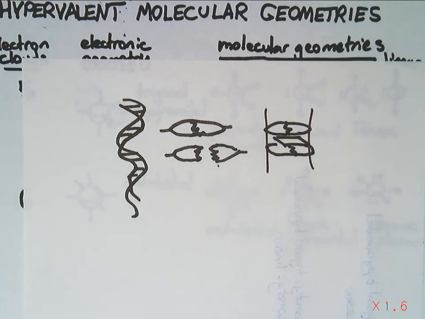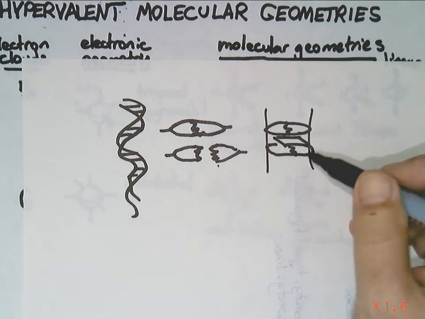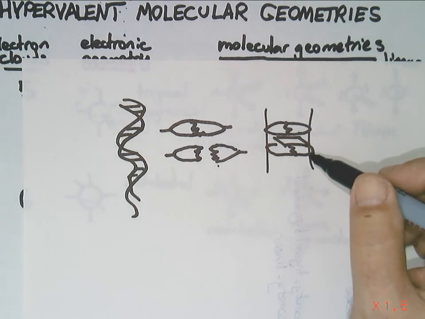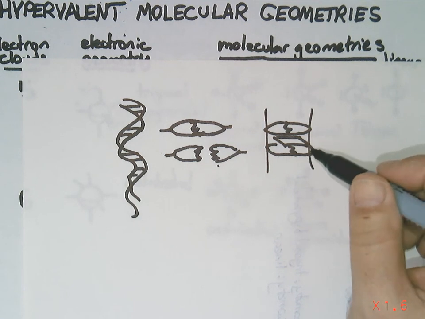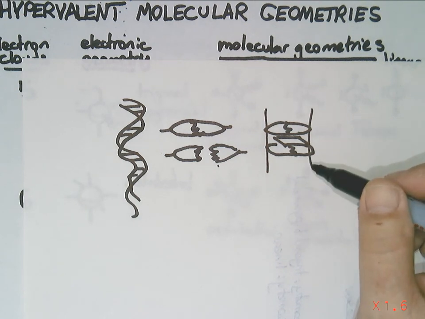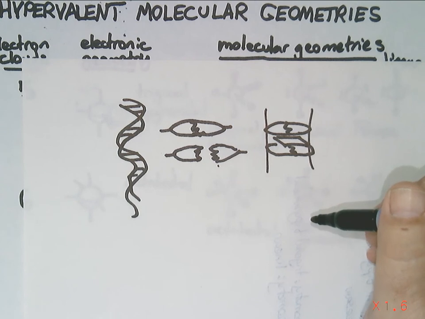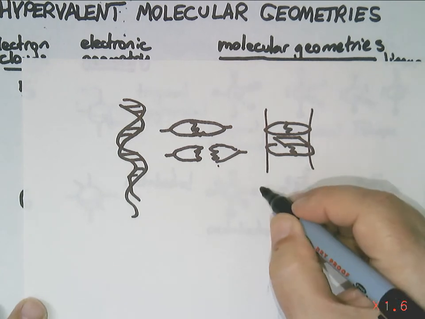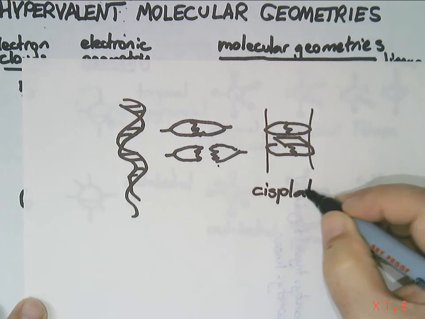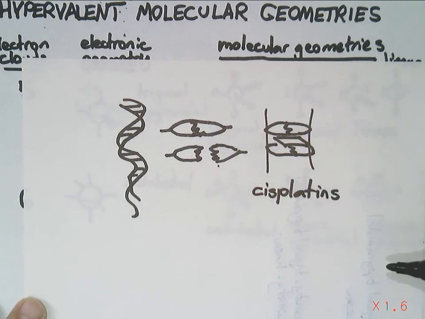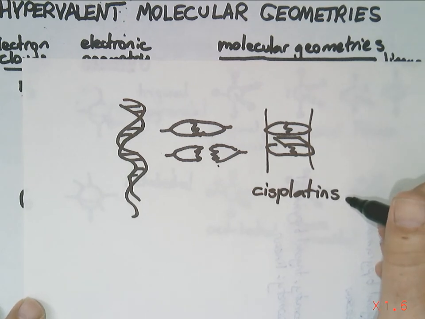Now, that's a bad thing in normal cellular activity. But in a cancer cell, in a tumor, where cells are rapidly dividing, you can halt the growth of the tumor with these square planar geometries. And this class of square planar geometry drugs are called cisplatins. They have made certain kinds of reproductive organ cancers 99% and better curable.